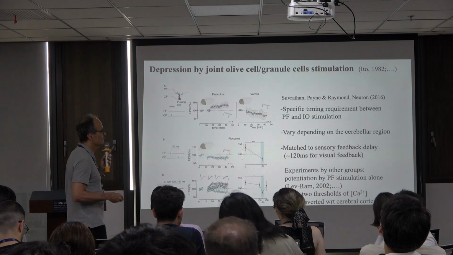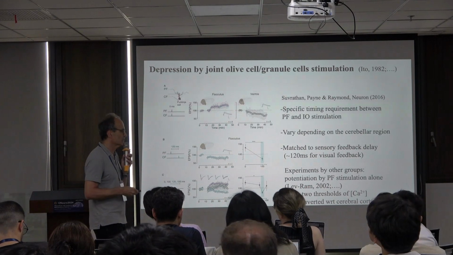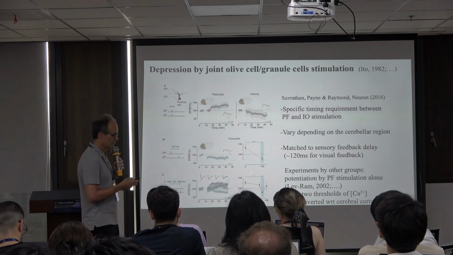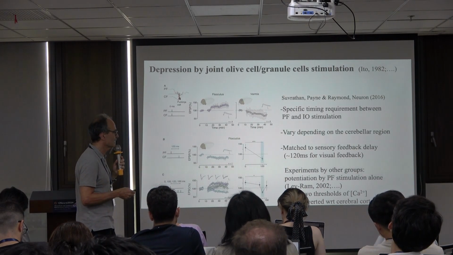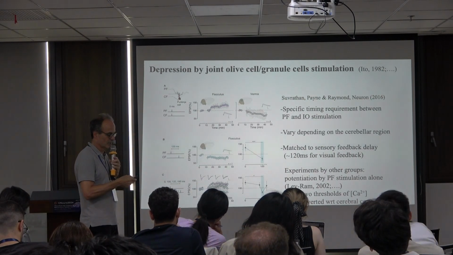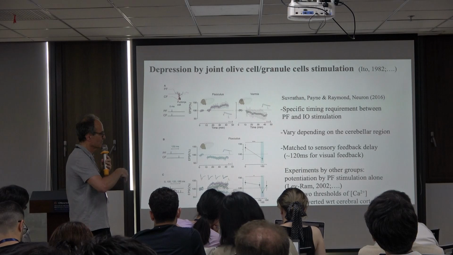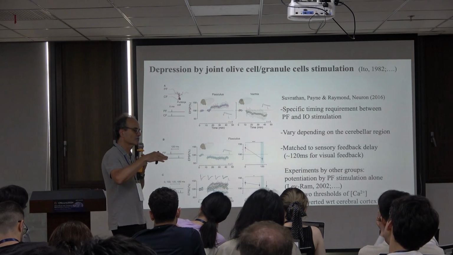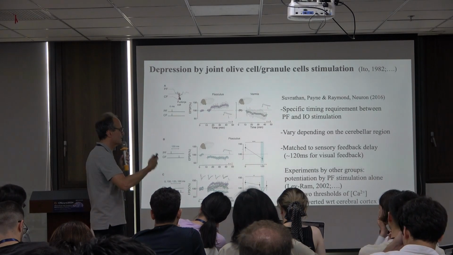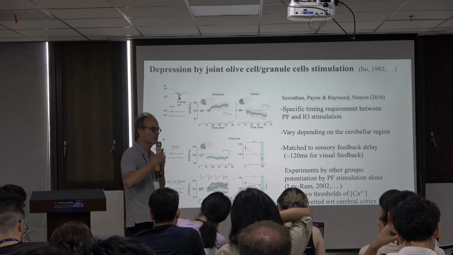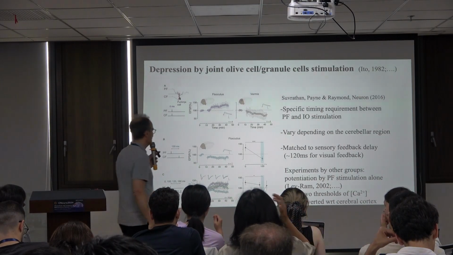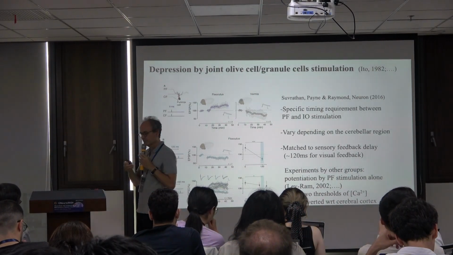And the idea, as I was saying, is that this is inverted with respect to cerebral cortex: you have two thresholds of calcium at the synapse. If you go above the first threshold, you potentiate, and above the second threshold, when you have this large stimulation by the climbing fiber, you depress. Those of you who know a bit about plasticity and synapses. Okay.